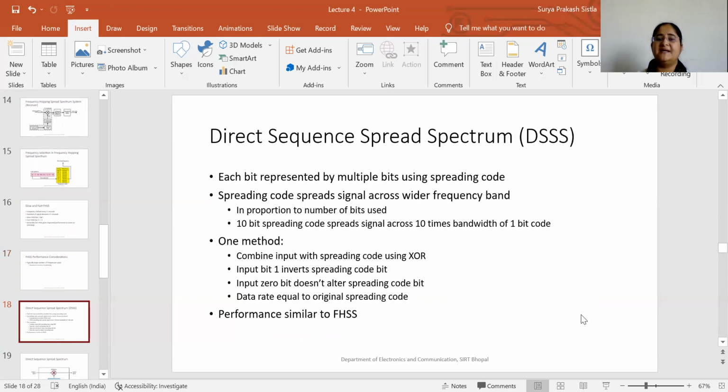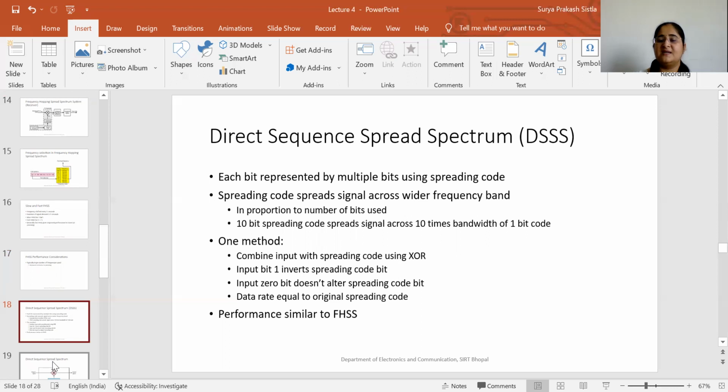Now we come to direct sequence spread spectrum. In this technique, as I mentioned, each bit is represented by multiple bits using the spreading code, and this spreading code is known as the chip code. The spreading code spreads the signal across a wider frequency band in proportion to the bits. For example, if we are spreading our 1-bit code to a 10-bit code, then 1 bit is your input signal and 10-bit is your spreading code. Then the output code will be a 10-bit code.